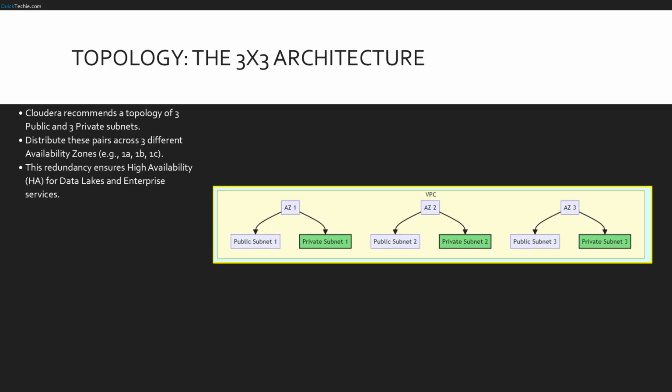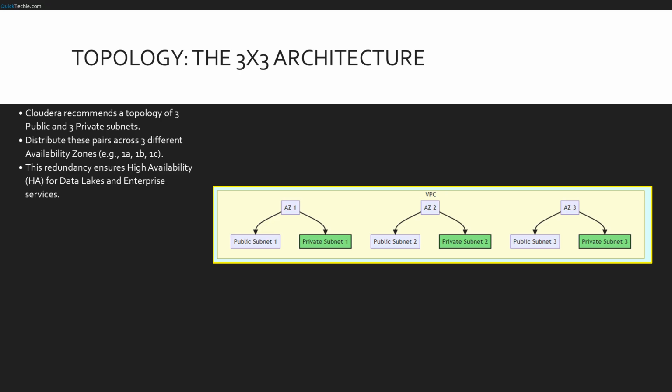What is the ideal layout? Cloudera strongly recommends a 3x3 topology. That means creating 3 public subnets and 3 private subnets. You should map these pairs across 3 different availability zones. Why 3? Many distributed systems, like the consensus protocols used in CDP services, require a quorum to survive a failure. By spreading across 3 zones, you ensure that even if one entire AWS data center goes offline, your data lake and enterprise services remain operational.